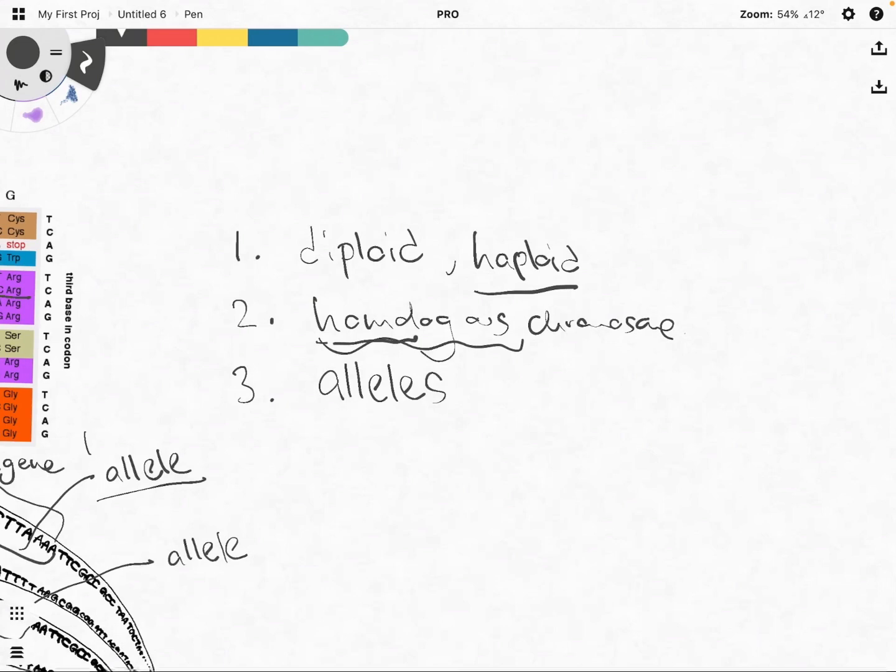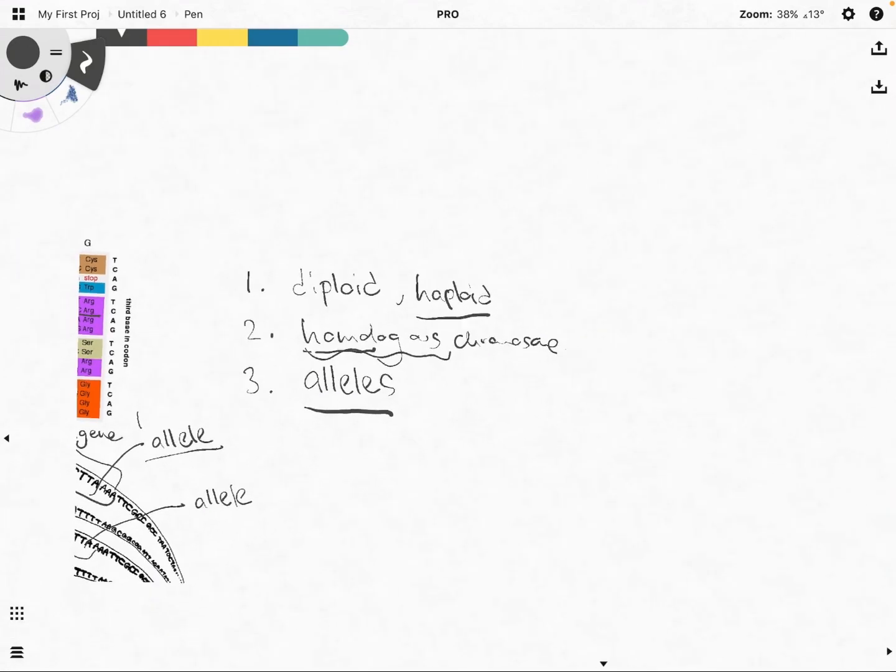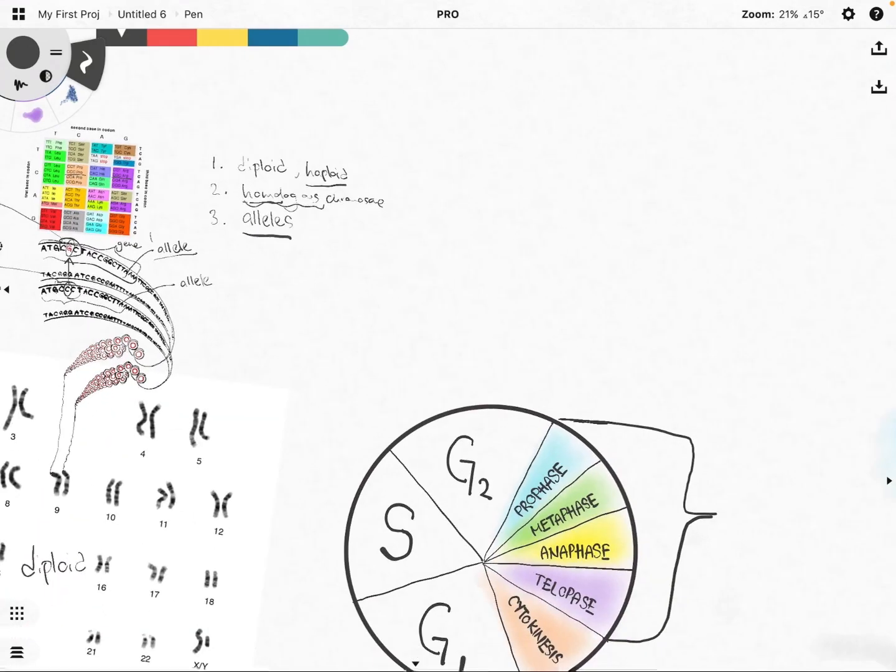Homo means the same. So when we look at homologous chromosomes, they are largely the same, but they are different in certain ways. They differ because they have different forms of the same genes. We refer to different forms of the same genes as alleles, and each allele results in a slightly different form of the same protein. So in today's video, I will be comparing and contrasting two forms of nuclear division, mitosis and meiosis.